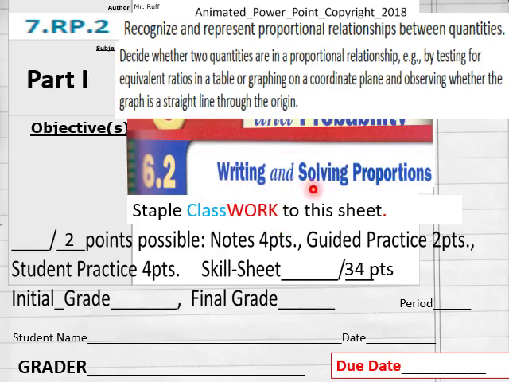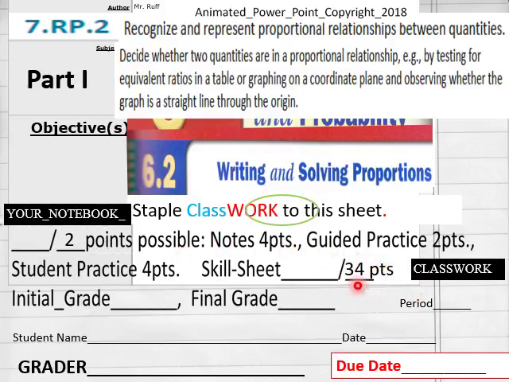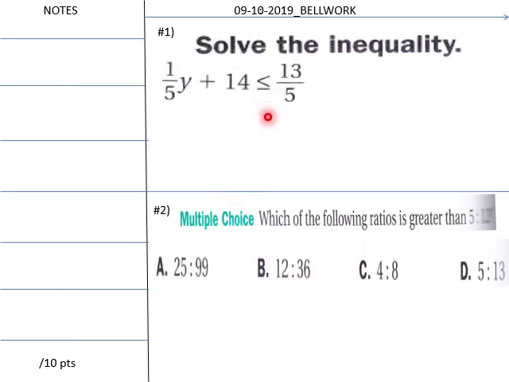And today's lesson, writing and solving proportions. Here's our standard. We have a 34-point skills sheet, and we have only 2 points here for note taking, but notes are always really important. Teachers, today, here's our bell work.